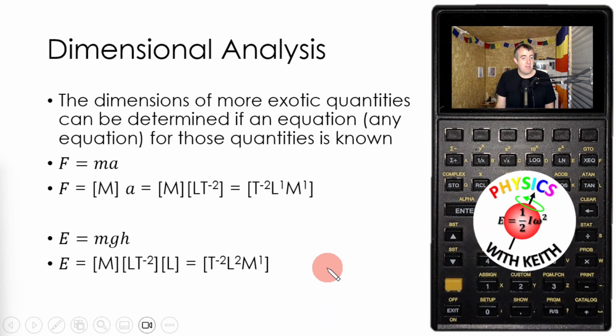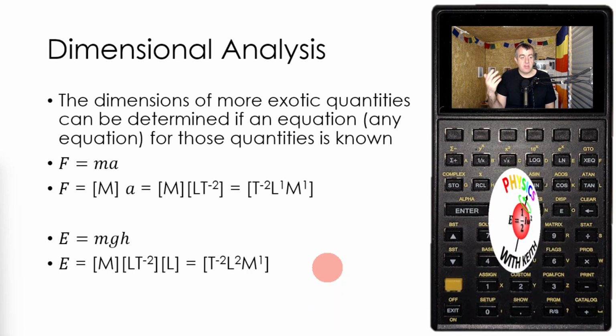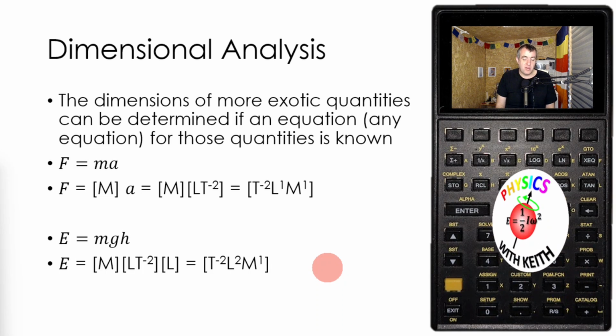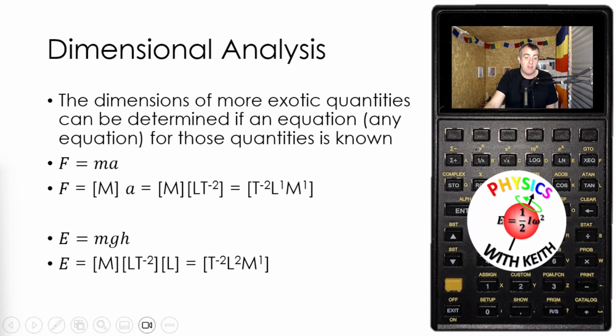It gives you the same dimensions regardless of how you derive them, whether you use half mv squared, mgh, or work done equals force multiplied by displacement. It doesn't matter. It gives us the same dimensions, as well it should.